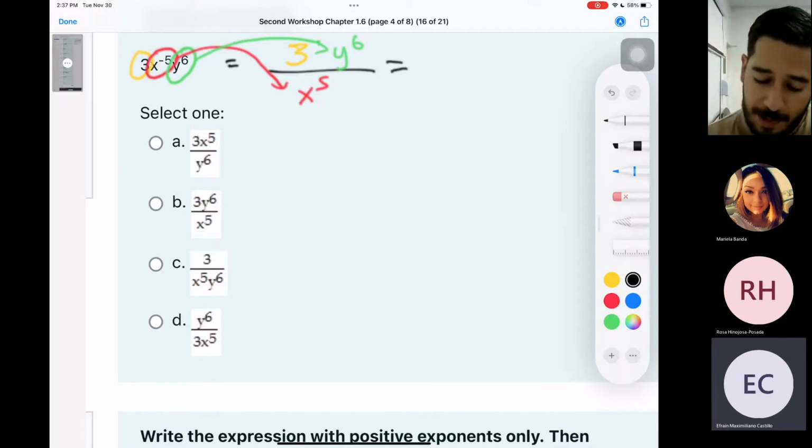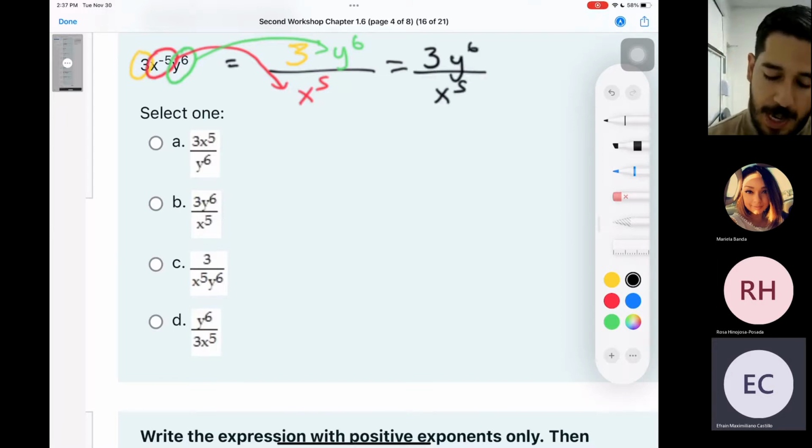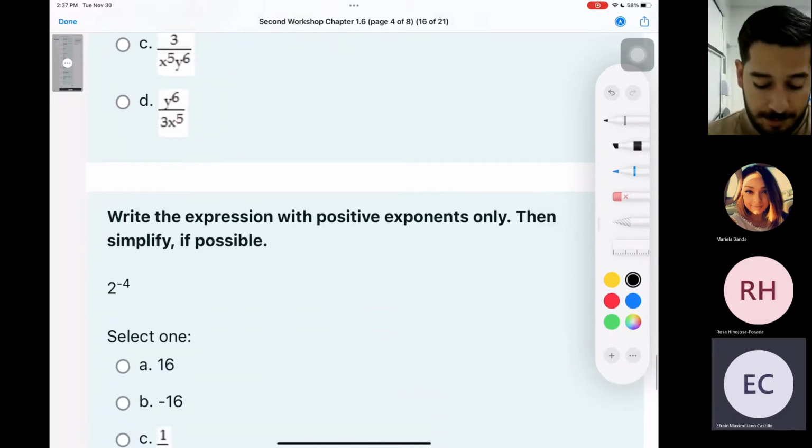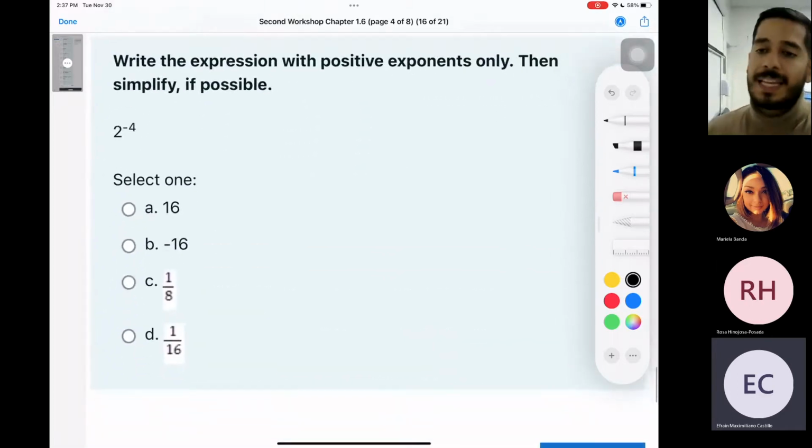So that should be my final result: 3y to the power of 6 divided by x to the power of 5. This is the fourth rule up to now, the negative exponent rule.